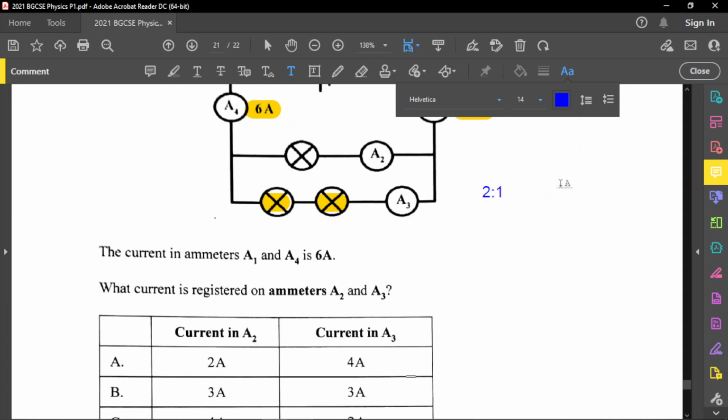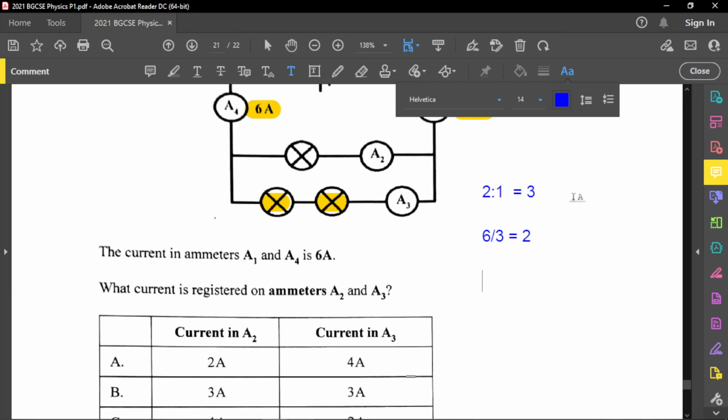So therefore, if the current is shared in a 2-to-1 ratio, then the total of this ratio is 2 plus 1, which is 3. A little mathematics here, right? Now, the current that we're sharing is 6 amperes. We're going to divide this by 3, so we get 2 amperes to share among the 2-to-1 ratio.